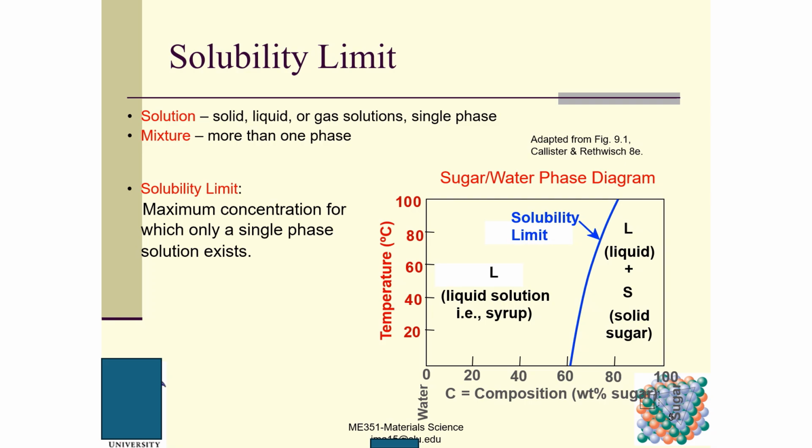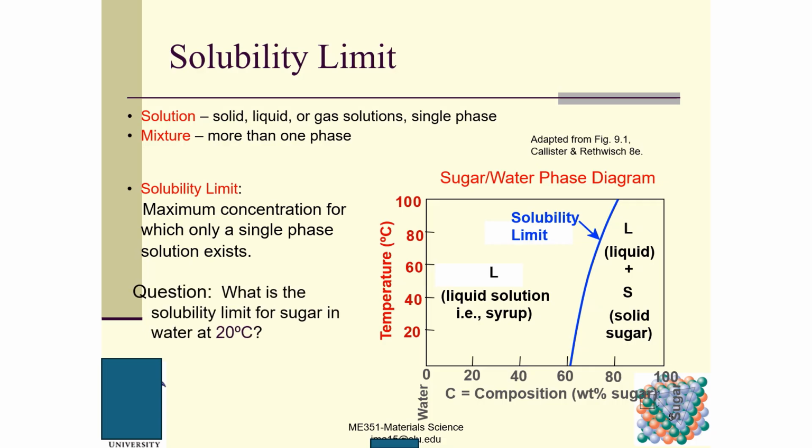As the temperature goes up, the composition, the weight percentage of sugar, is increasing. Based on our experience, we know that hot water usually can dissolve more sugar than the same amount of water at a lower temperature. So the temperature makes sense here.